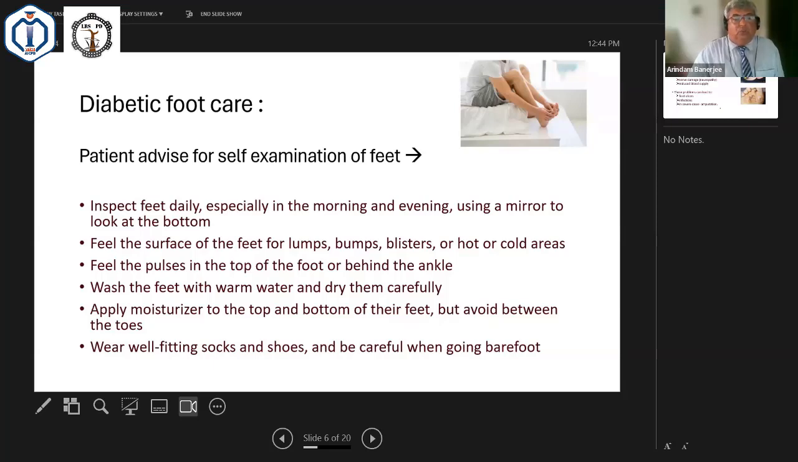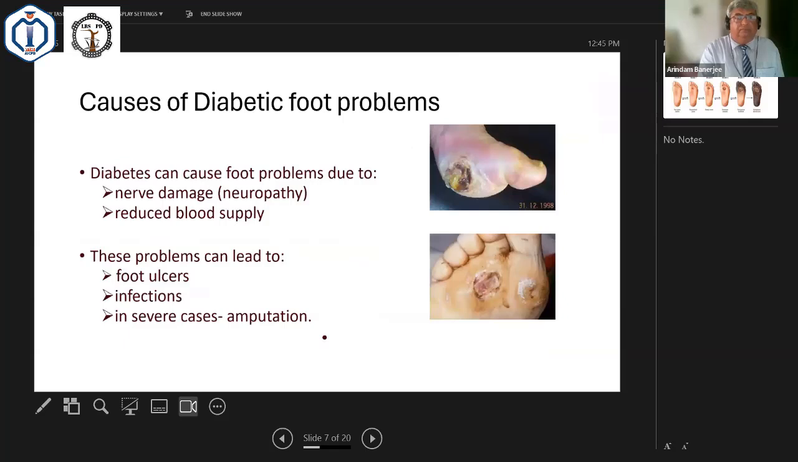They should always wear well-fitting socks and shoes. The shoes should not cut into the feet because these can cause ulcers. And it's important that when going barefoot, which is very common in our country, they should be careful that they don't get thorns or stones going into their feet. So it's better these patients avoid going barefoot.